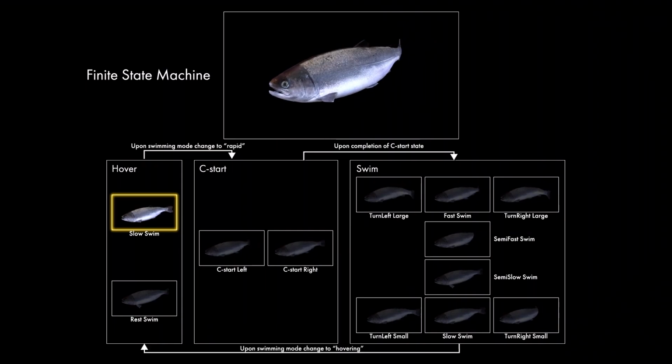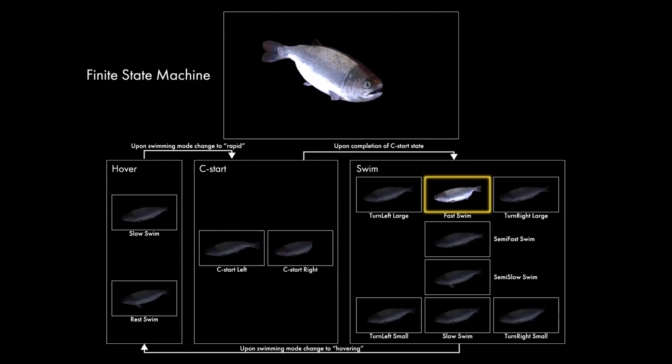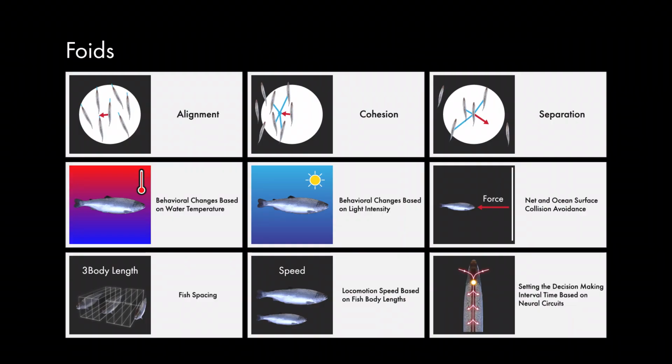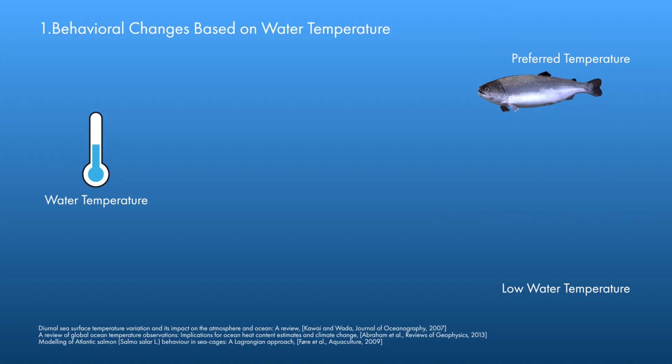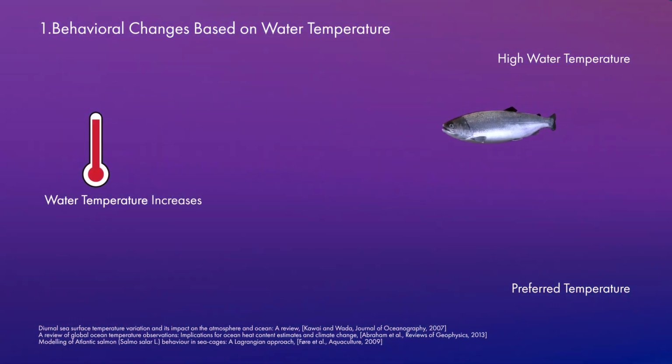Individual fish motion comprises 12 animations based on behavior observed in the recorded data. Animation playback is controlled by a finite state machine. During transitions between states, animations are blended, resulting in smooth motion. To produce the schooling behavior inside the cage, we designed an algorithm based on fish biology and ecology and named it Foids. Fish's temperature preferences differ by age and per individual.